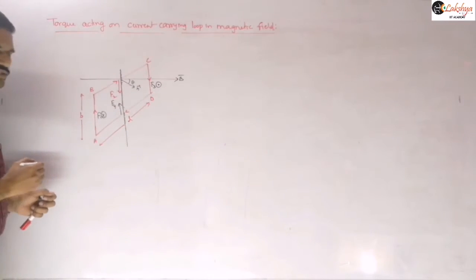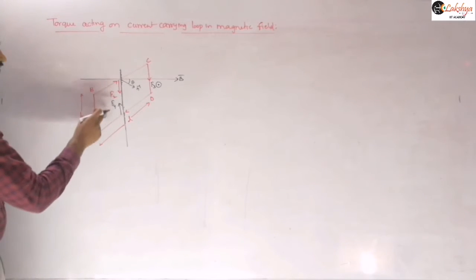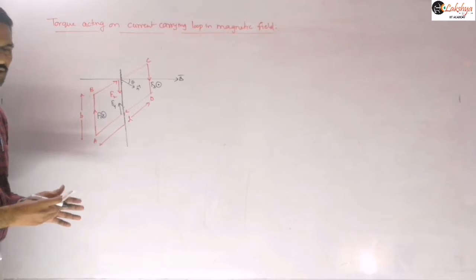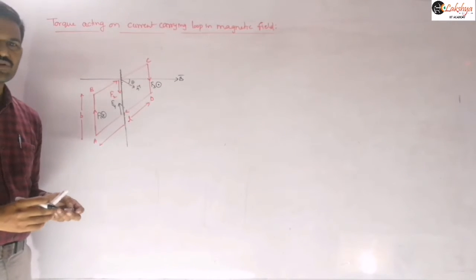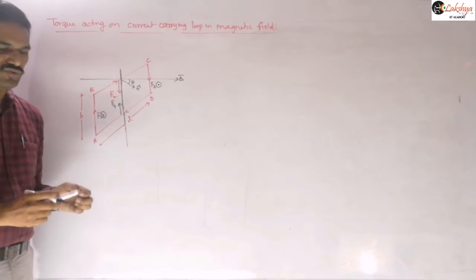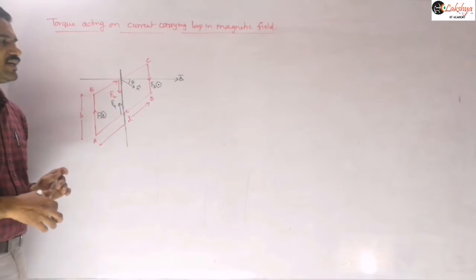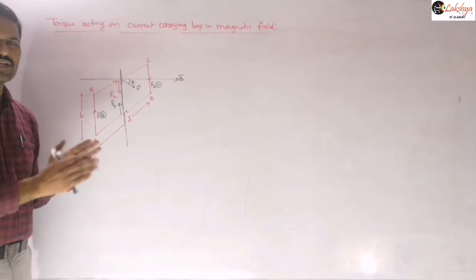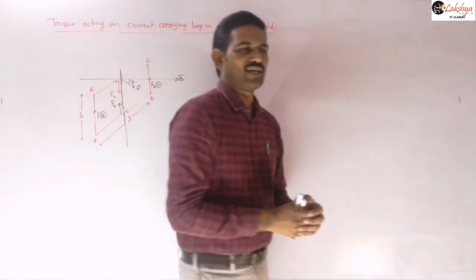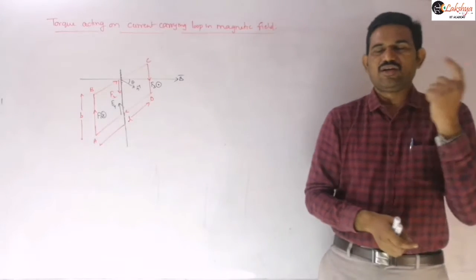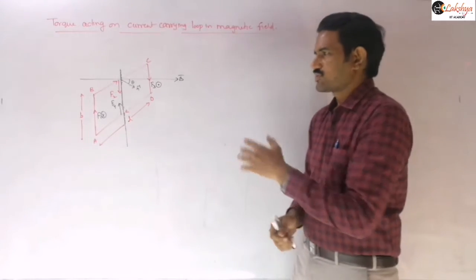Then we can write the magnitudes. F4 and F2 you can easily say will cancel each other, and F1 and F3 are again equal in magnitude and opposite in direction, so they cancel each other. So the net force acting on the loop we can conclude as 0. We already know that when a current carrying loop has current flowing throughout the loop in the same sense, the net force acting on that loop will be 0. So here also we are getting the same.